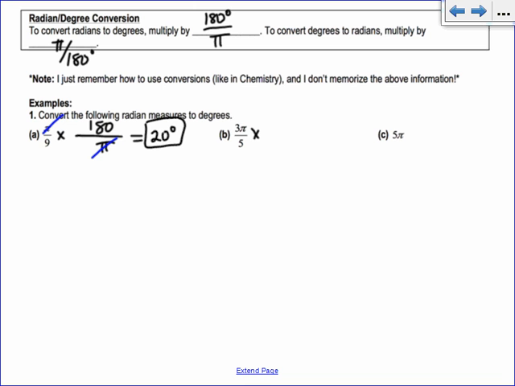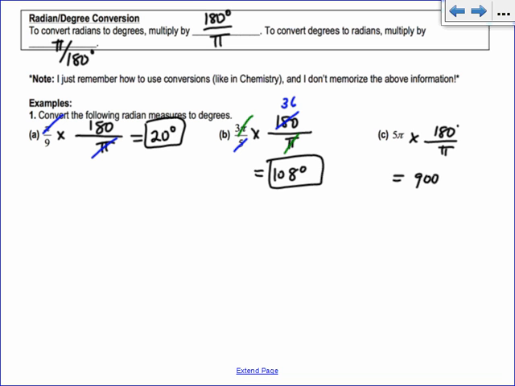All right, same thing for this one. So I do 180 over pi. So the pi's reduce out. So 180 and 5, how do they reduce? 36, is that right? Yeah. So 36 times 3 is going to be 108. You could use a calculator too. All right, and then 5 pi, 180 over pi, so you end up getting 900 degrees. The pi's cancel, 5 times 180. Emerson.